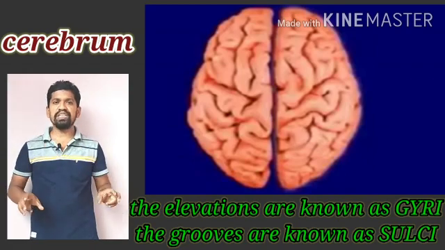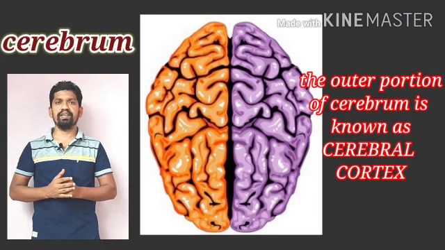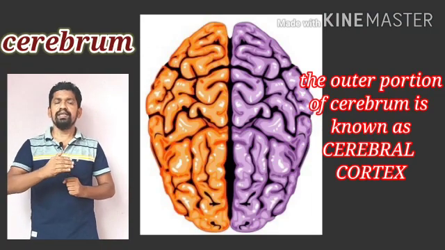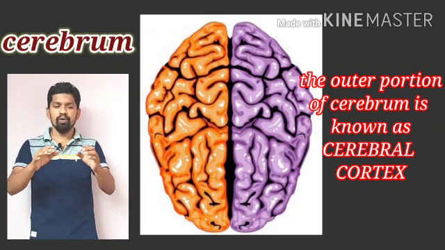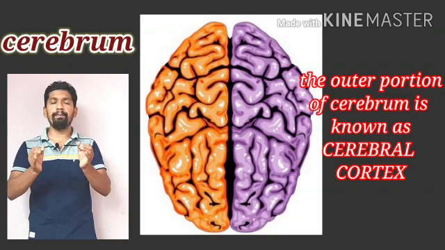Now the outer portion of the cerebrum is known as the cerebral cortex. Due to the foldings, the elevations and depressions, we have convolutions, and this outer place of the cerebrum is known as the cerebral cortex.